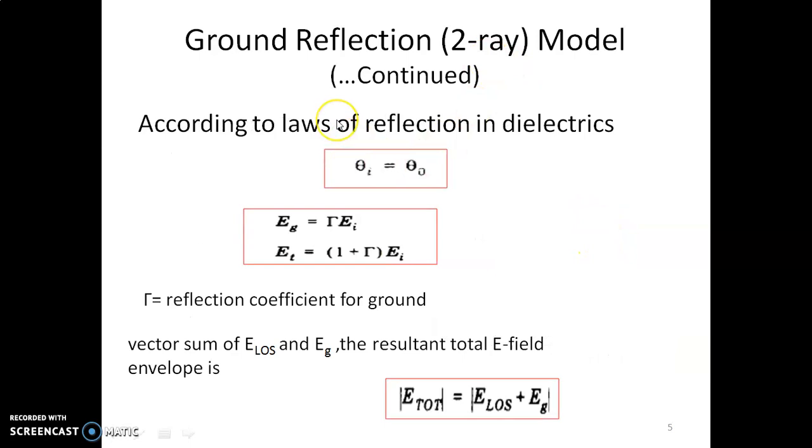Then we have to once again recollect the laws of reflection. As per the laws of reflection, incident is equal to reflected, that is, the angle of incidence is equal to the angle of reflection. The electric field component of the ground wave is equal to the reflection coefficient times your incident electric field. And so what is the total?